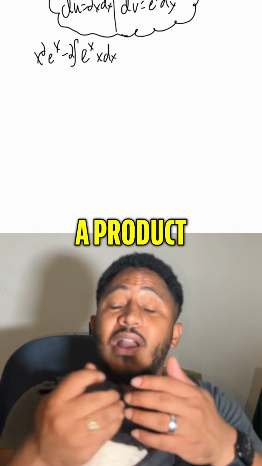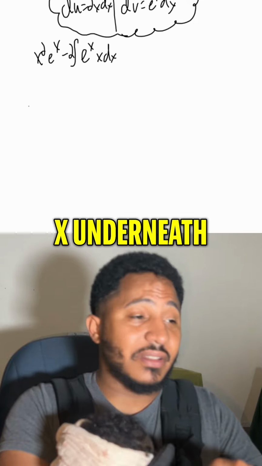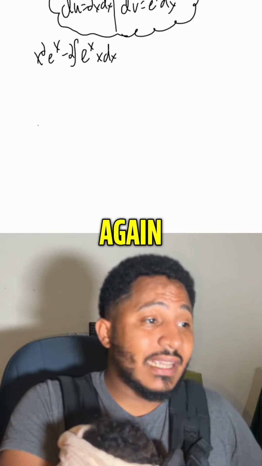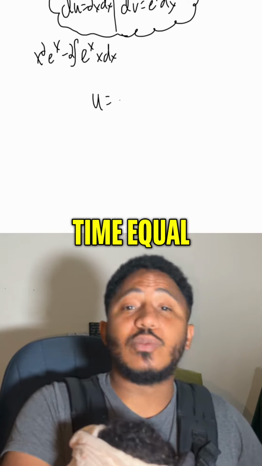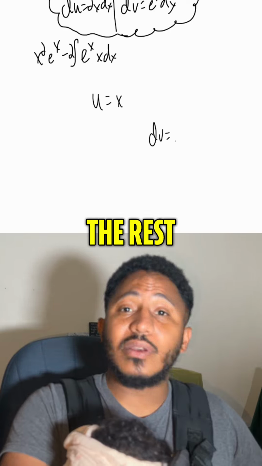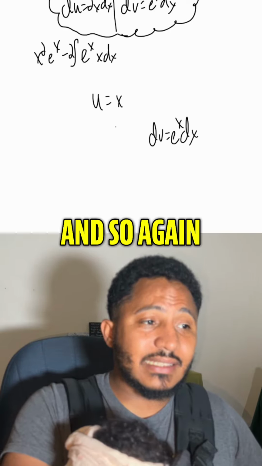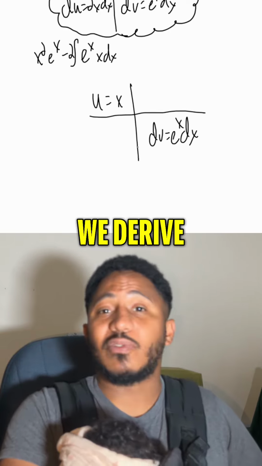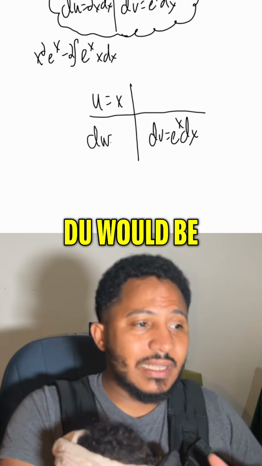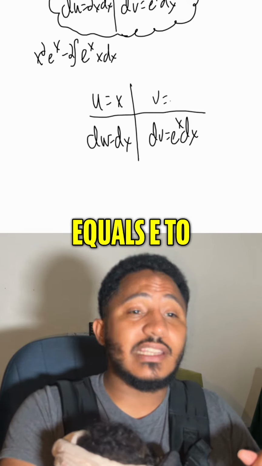It is. But notice we have a product again. We have an e to the x times x underneath our integral. And so we use by parts again. We're letting u this time equal x, and then dv be the rest, e to the x dx. And so again, we fill out another table where we derive down, integrate up. So du would be dx, integrate up, so we get v equals e to the x.